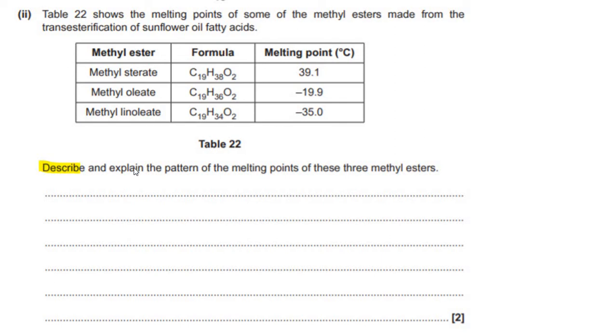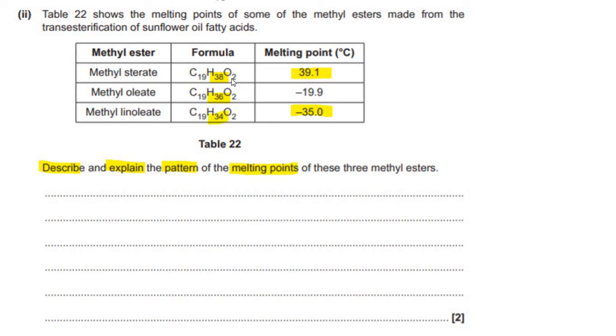Okay, so we've got describe and explain. First of all, we're looking at the pattern of the melting points. So we need to be talking specifically about the melting points of the 3 methyl esters. If we look at the table here, it starts higher and it ends up lower, so that's pretty straightforward. So the first mark of this question is really easy to get. However, lots of students mix this up. If you're unfamiliar with methyl esters, there doesn't seem to be an easy way to describe this trend here, but what you will notice is the formula.